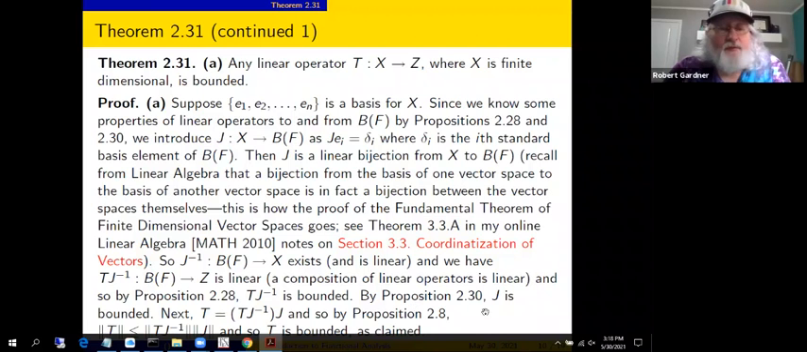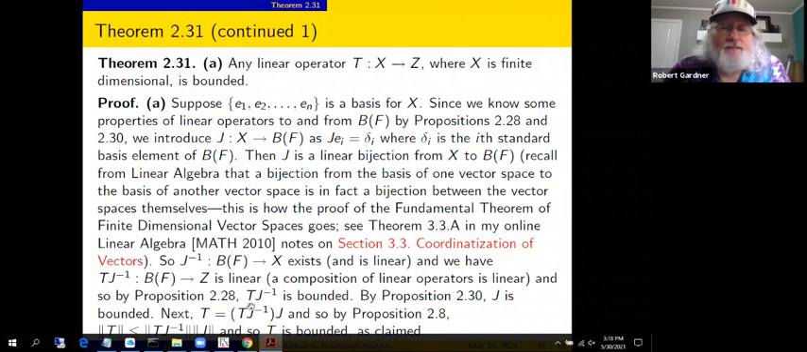J itself is bounded. Let's see, J maps X into B of F, right? Notice the difference here. We've got B of F as the domain here and as the codomain here. J maps X into B of F, and J is a bijection. Proposition 230 told us under those conditions, a bijection with B of F as the codomain implies boundedness. So Proposition 230 tells us that J is bounded as well.